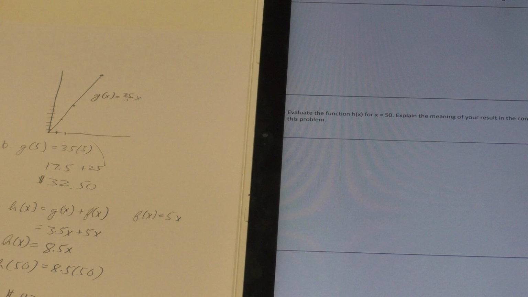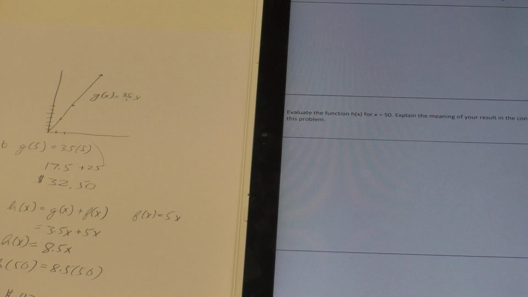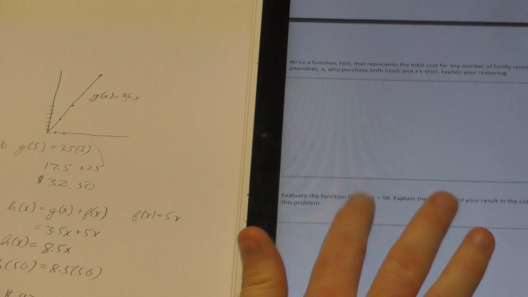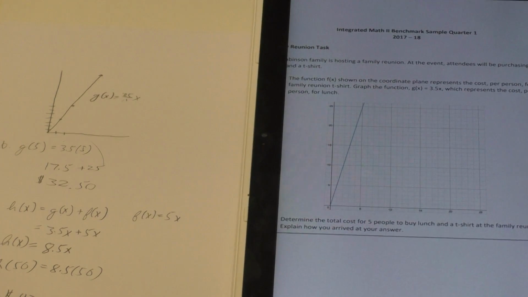A lot of these problems will get you to do a problem and then explain the context. The context here is that h of x tells you the cost of a t-shirt and the cost of the lunch. So what h of 50 tells you is the cost for 50 people to have a t-shirt and a lunch. All right, so that's how you do this benchmark question. Finish all these problems, and you're good to go.